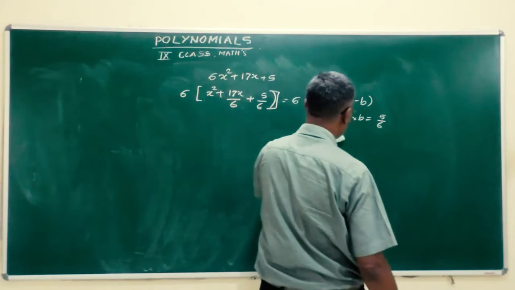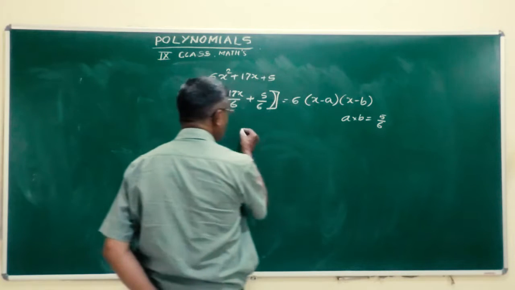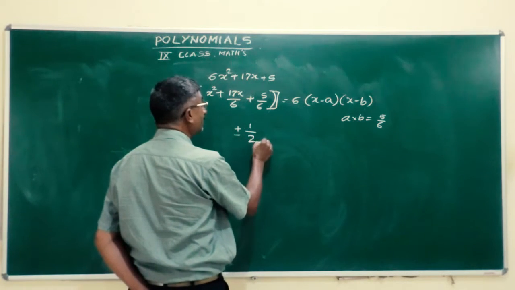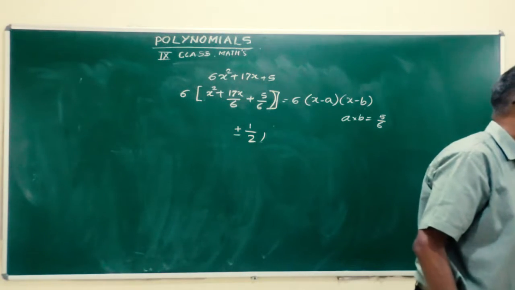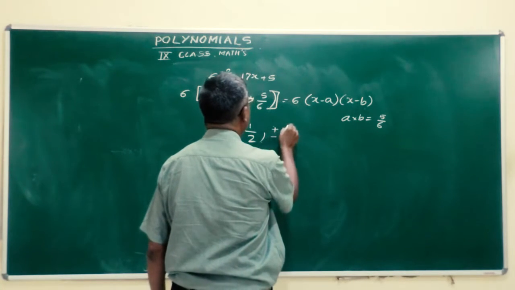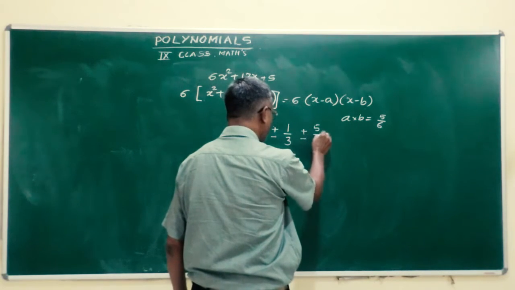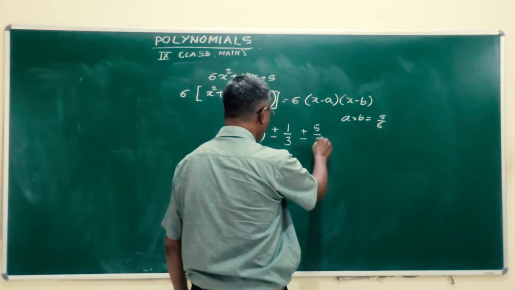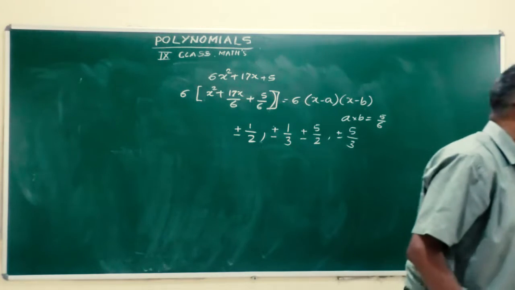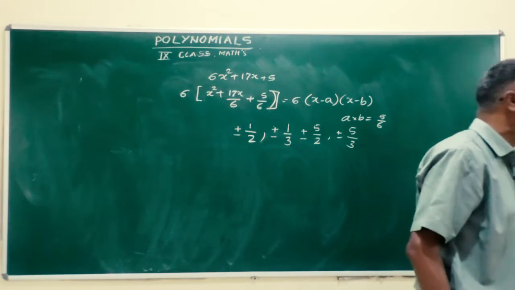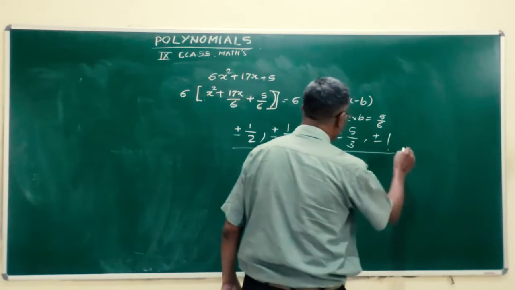So we can find the possibilities of this: 5 by 6 is plus minus 1 by 2, plus minus 3 by 2, 5 by 2, and plus minus 1 by 3, plus minus 1 by 3 is also a factor, plus minus 5 by 2, plus minus 5 by 3. These are the combinations.